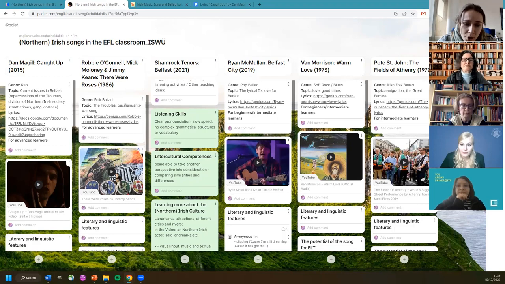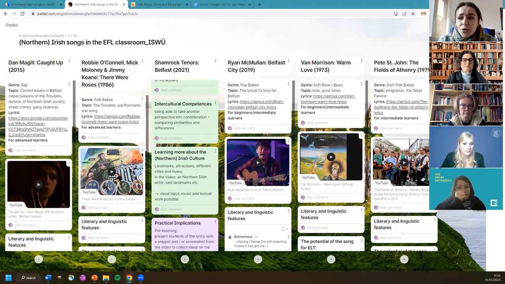And then the other aspect was the intercultural competence that you can improve with the song, because the students can learn how to take another perspective into consideration, how other people relate to their home, to the place where they were born, and find similarities, but also differences, and see how they feel attached to their home. And then in general, they just learn more about the Northern Irish culture, Irish culture, because many landmarks are named, then cities and rivers.